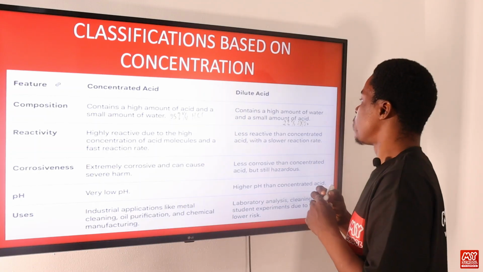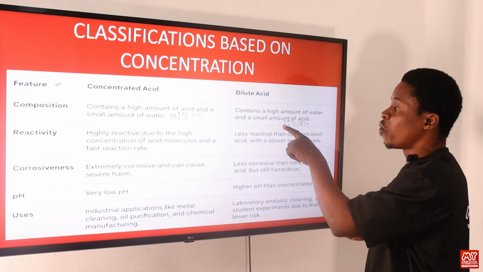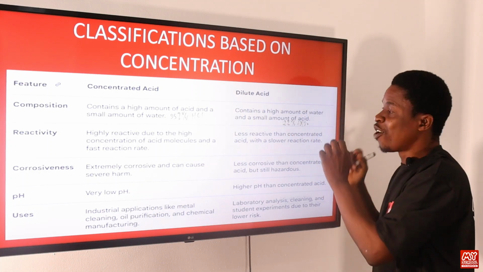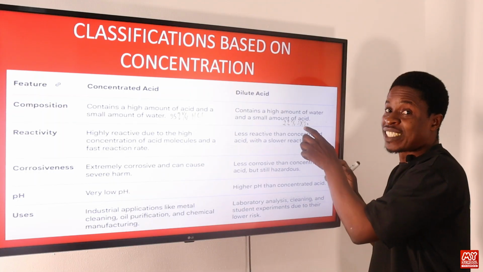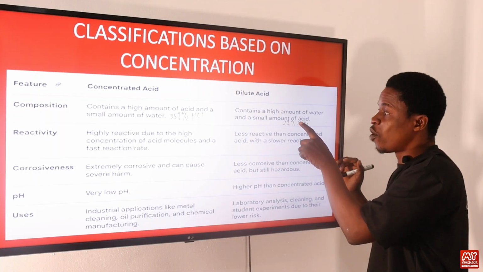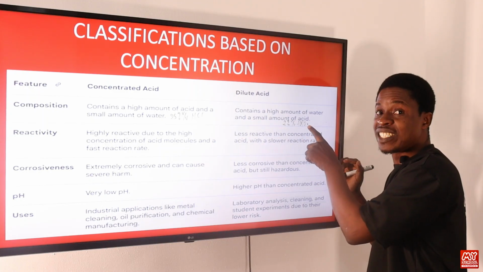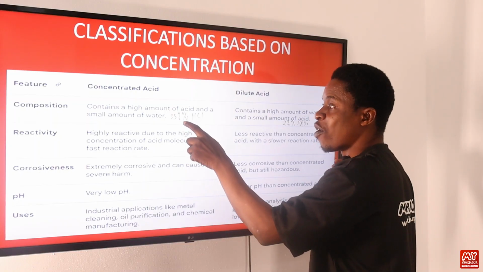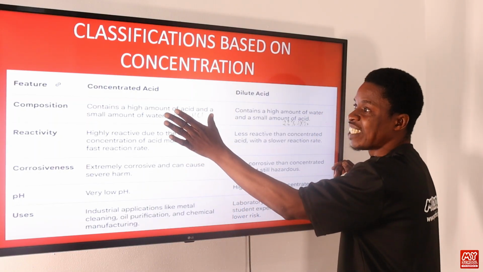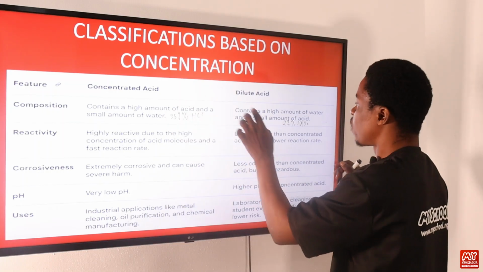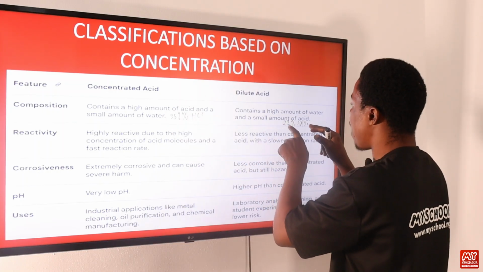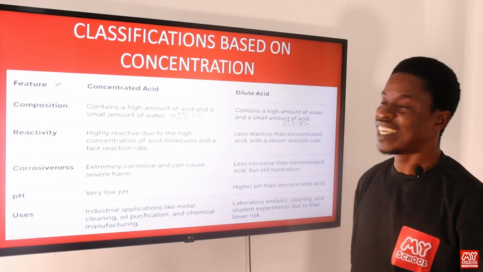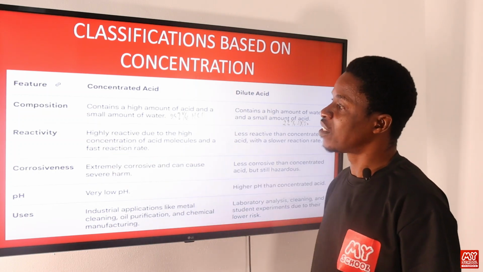What this means is that you have 2 ml or 2 cm cube of acid, while you have 98 of water. So you can see that the amount of water here is more: 2 of acid, 98 of water. But in this case, we have 95 of acid and 5 of water. More acid here, while here we have more water. So this is a concentrated acid, while this is a dilute acid. Let's look at their level of reactivity.